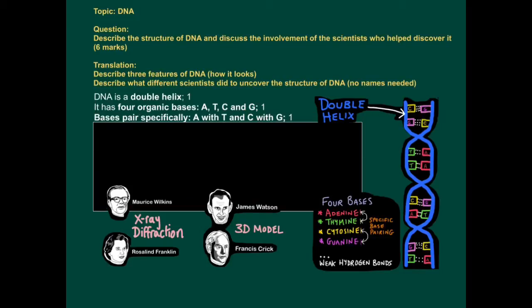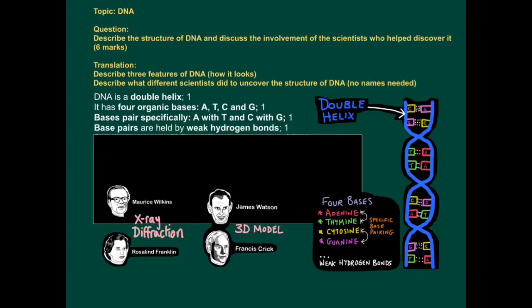You would most definitely pick up credit for saying bases pair specifically, or specific base pairing. In other words, A pairs with T and C pairs with G. That's very important. You can see A always with T and C always with G. The last thing you could say about DNA structure at this level is that the bases are linked by weak hydrogen bonds. So base pairs are held by weak hydrogen bonds.